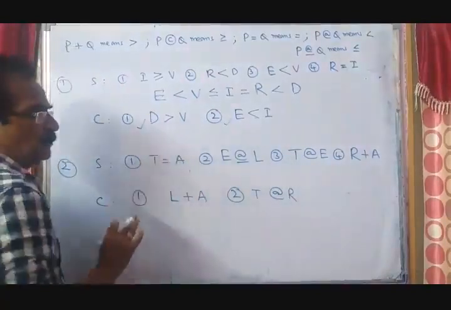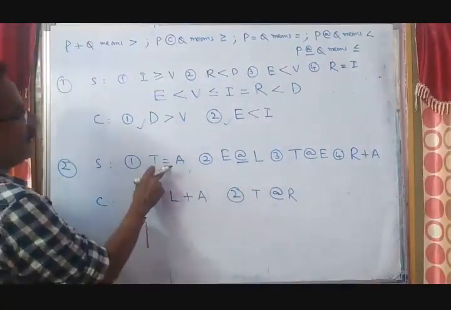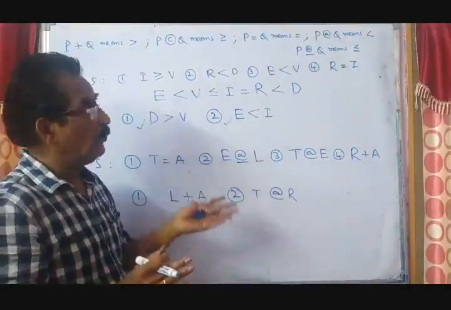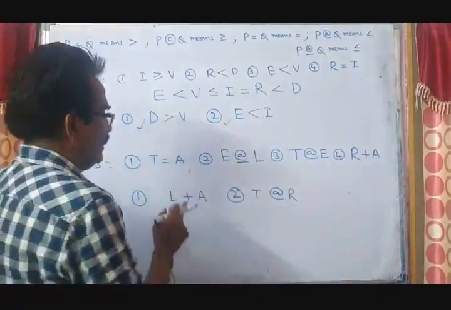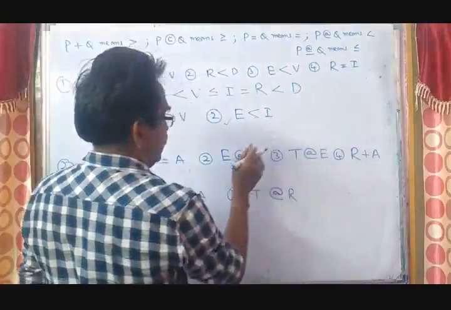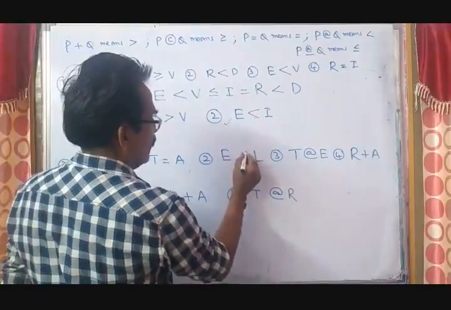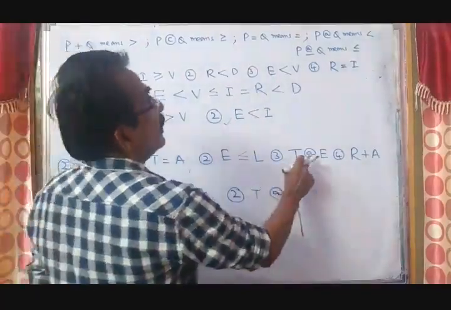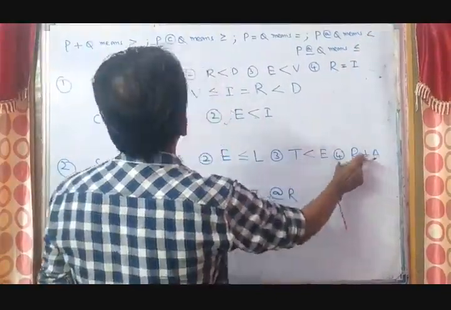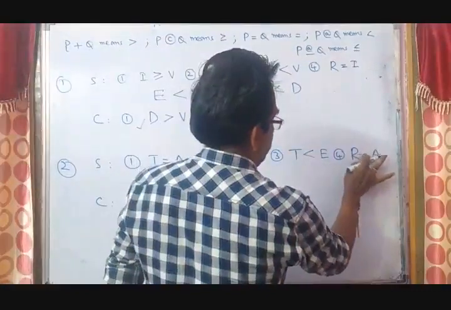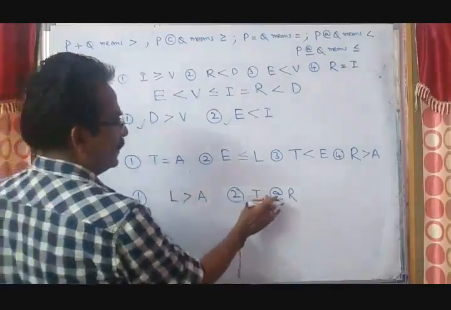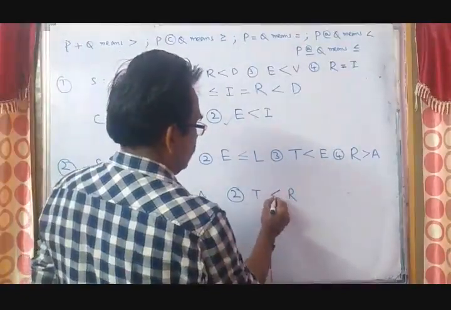Now let us go to the second question. First let us convert these symbols into our inequality signs. Equal to means equal to, underscore at the rate means less than or equal to. At the rate means less than. Plus means greater than. Here at the rate means less than.